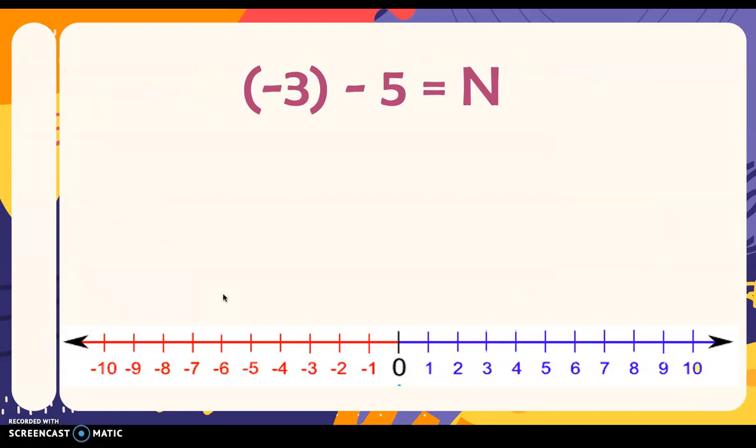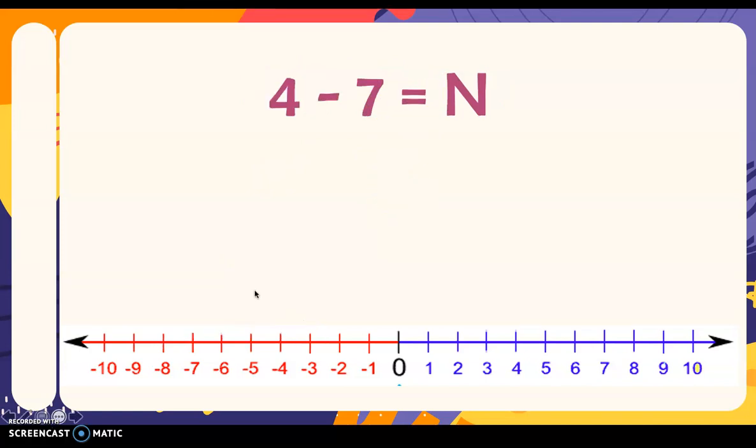We have negative 3 minus 5 is equal to n. So this is a number line. So we plot first the negative 3. We have first the negative 3 in the number line here. Put it here. Then you subtract 5. Now, if you are going to take away a positive integer, then you have to jump to the left 5 times because it's 5. So we have here 1, 2, 3, 4, 5. So we end here at negative 8. Then our answer for negative 3 minus 5 is negative 8.